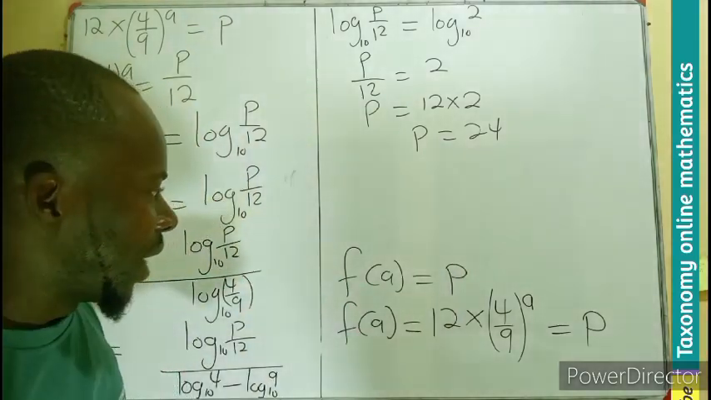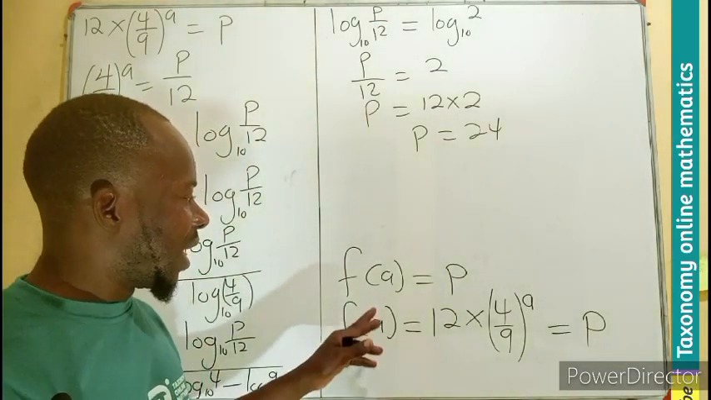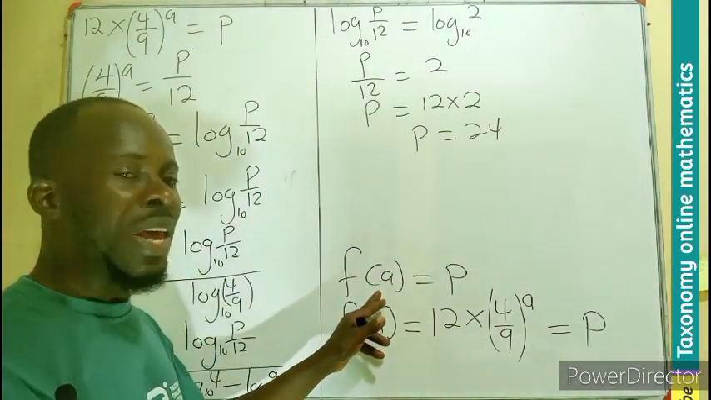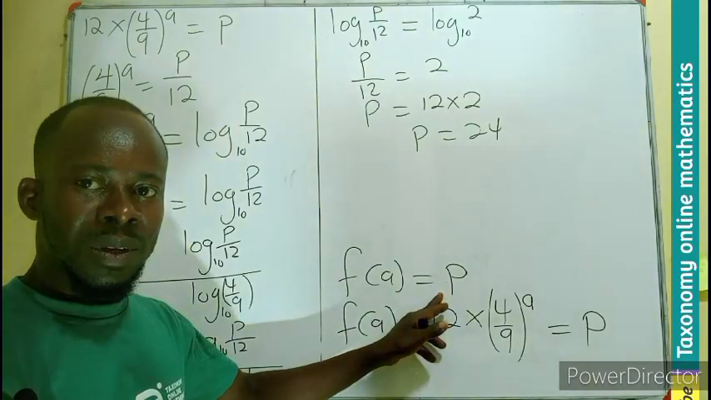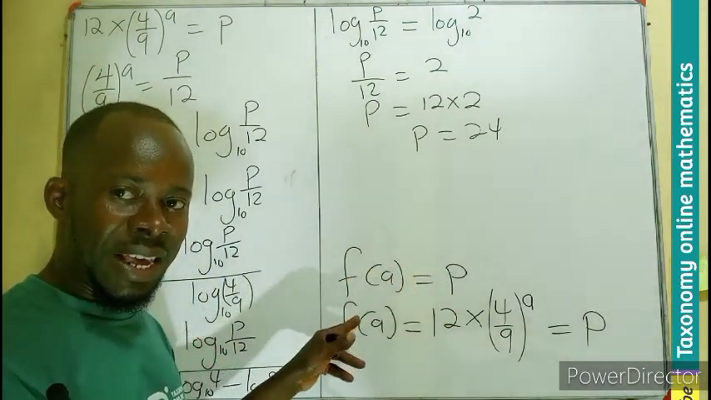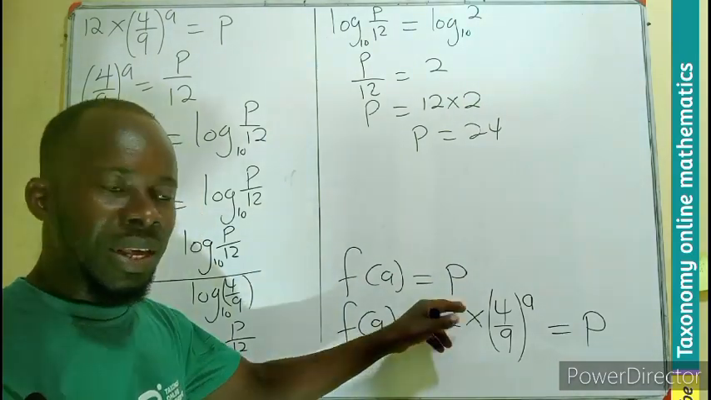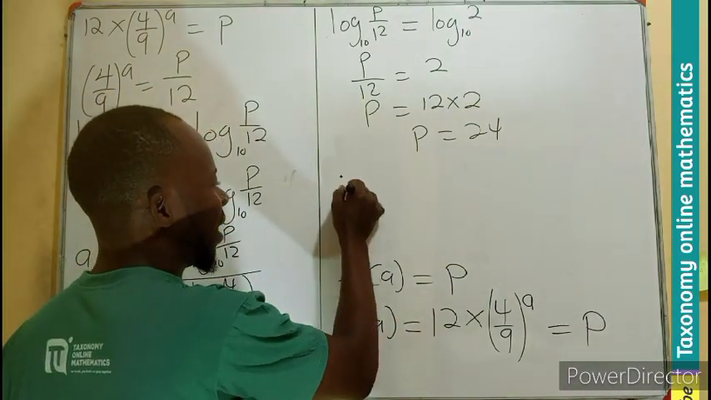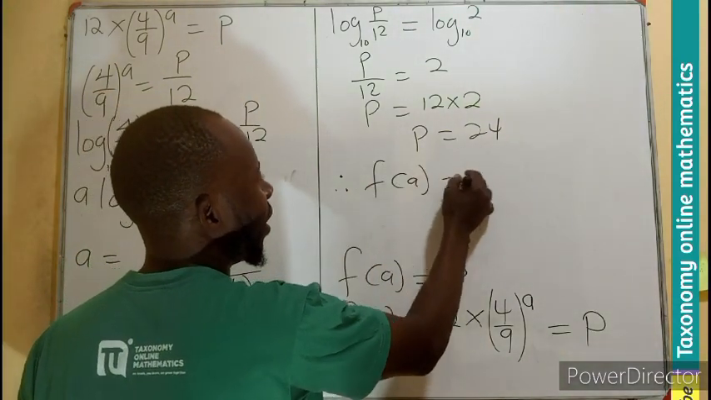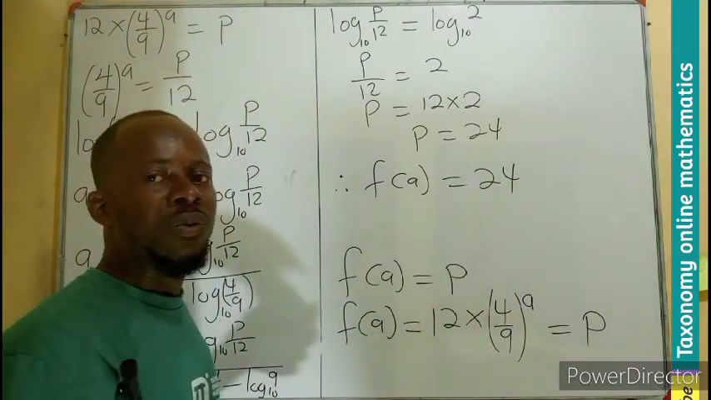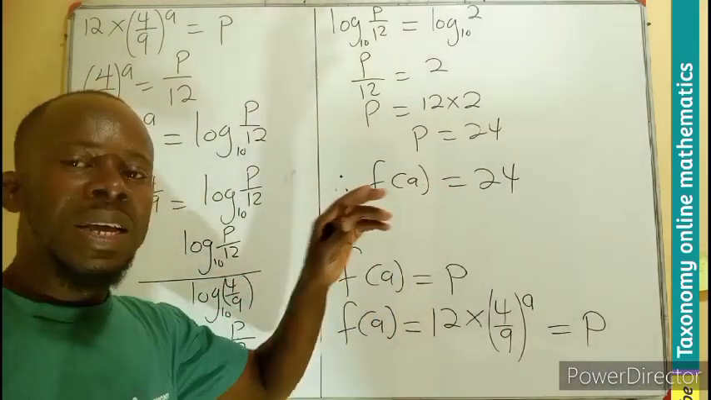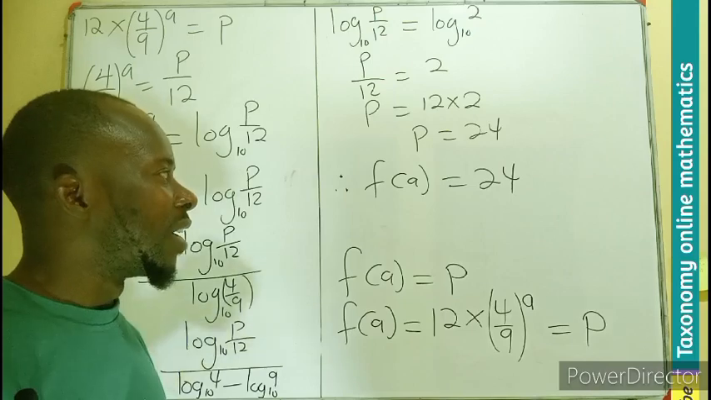But don't forget, in the beginning, we said let f of a equal p. We want to find the value of f of a, and f of a is p. Therefore, f of a is equal to 24. So the value of f of a that we are looking for is just 24.